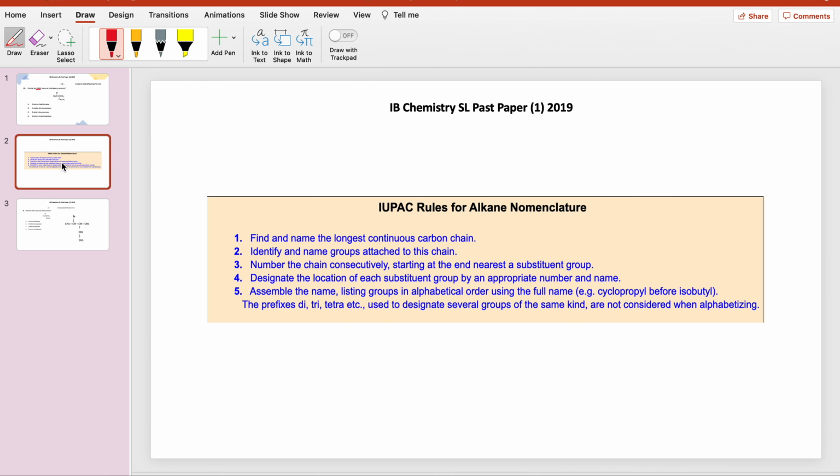And just a quick recap, if you guys want to read, these are the rules for naming an alkane. We just determine the longest and continuous carbon chain, identify and name the groups attached, and then number the chain consecutively starting at the end nearest the substituent group, add prefixes, locations, and so on. But anyhow, I'll be covering this in the video.